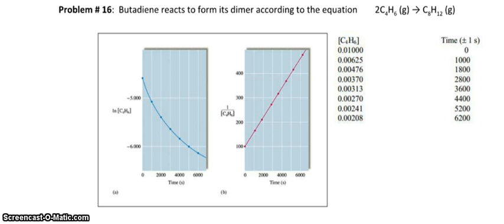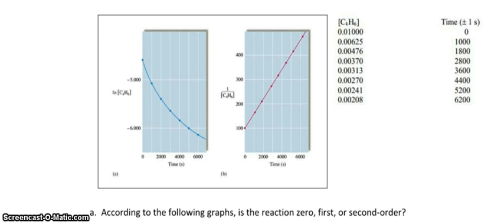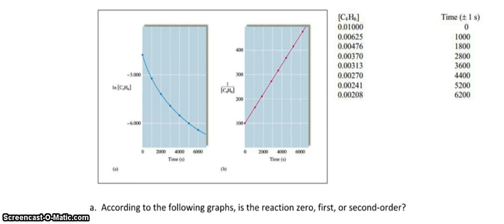So we begin with problem number 16. And so here's our equation, here's our diagram. And the question we first start off with is, according to the following graphs, is this zero, first or second order? Well, it's definitely not zero order because we don't have the right parameters, if you will. We don't have concentration versus time. So it's either first or second.